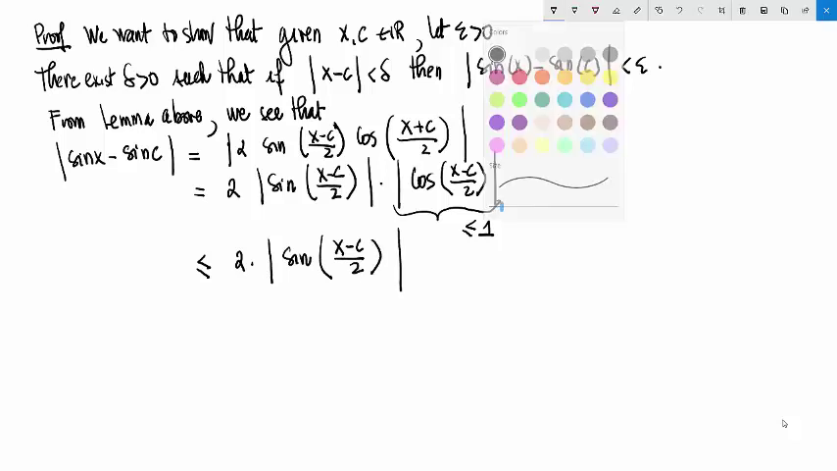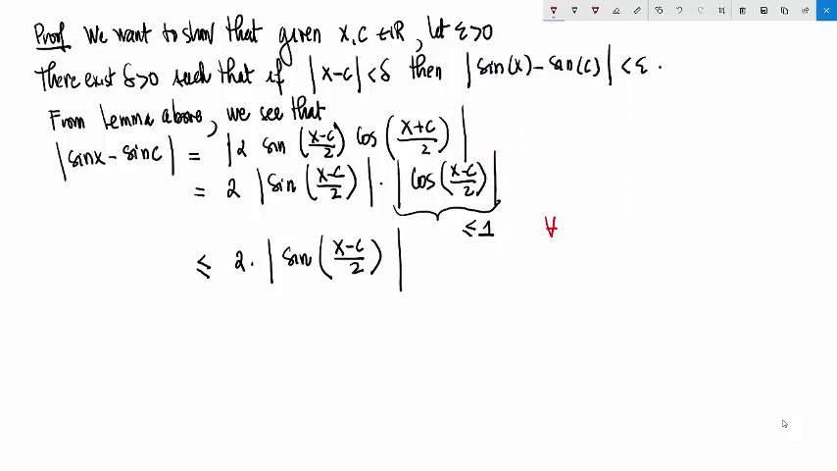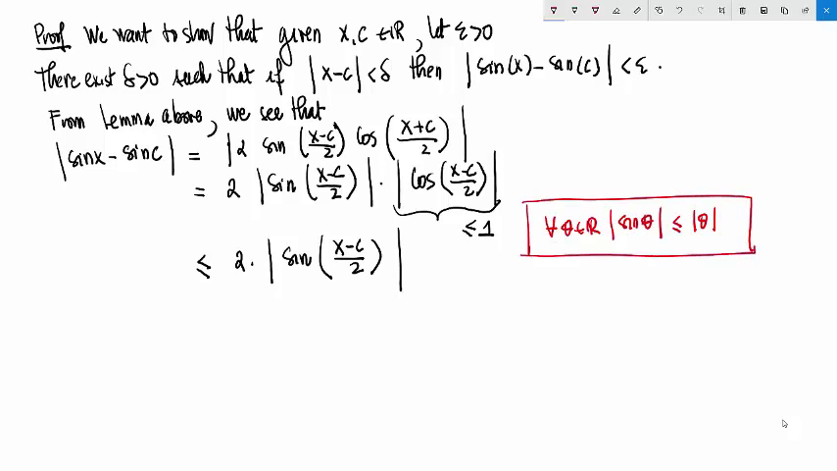And another useful result is the following: for any theta, which is a real number, the absolute value of sine of theta is less or equal to the absolute value of theta. All right, so suppose we have this at our disposal, and we will use this result. Suppose we believe these results, then it becomes true that this will be less than 2 times the absolute value of x minus c over 2, which is just the absolute value of x minus c.